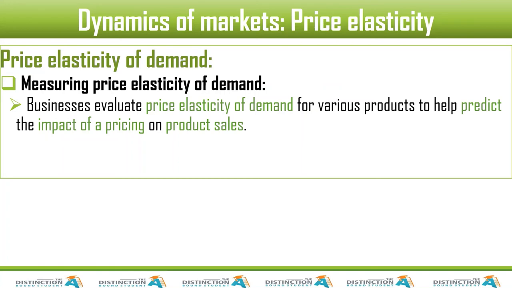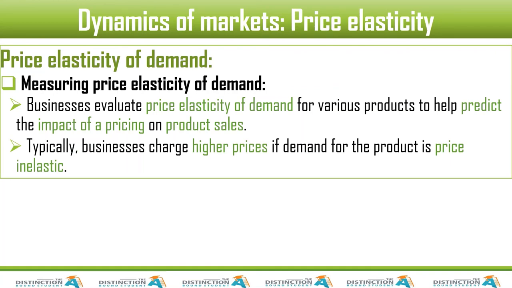Businesses evaluate price elasticity of demand for various products to help predict the impact of pricing on product sales. Typically, businesses charge higher prices if demand for the product is price inelastic. For example, that's why a kidney transplant will be expensive, because anyone who is in need of that will buy it maybe regardless of the price. If you are in possession of something that people will buy regardless of the price, then in most cases the price of that will be high. But if the quantity demanded is greatly affected by the change in price, then in most cases you are not going to be too flexible in charging a high price, because you know that you are going to lose a great deal of money.